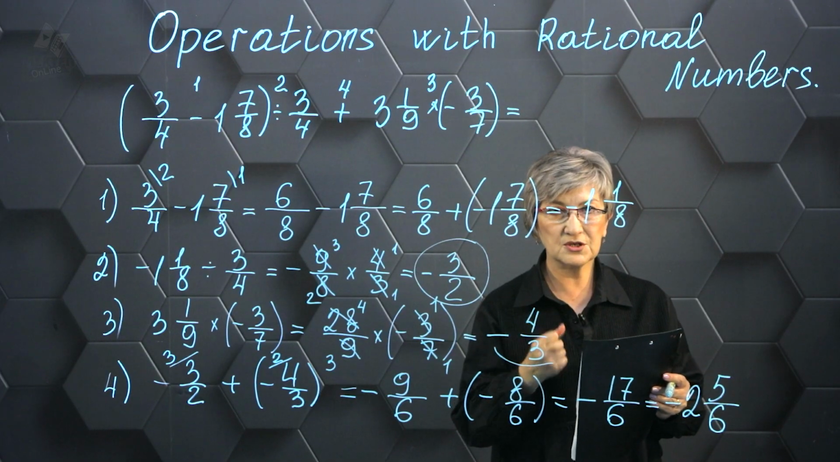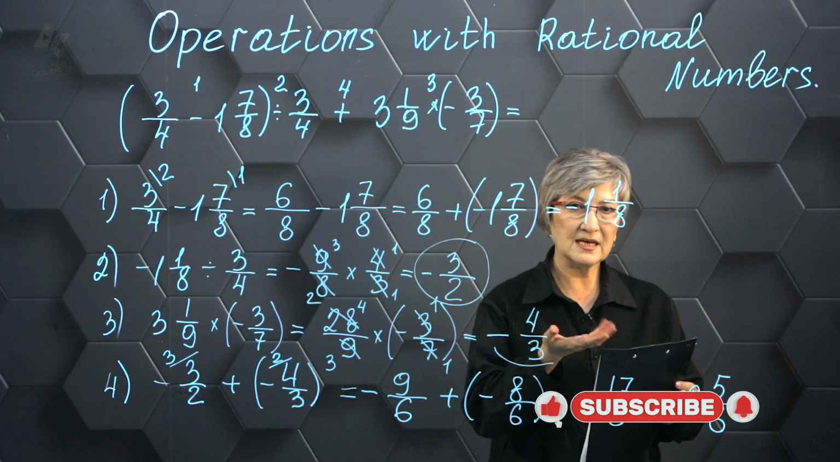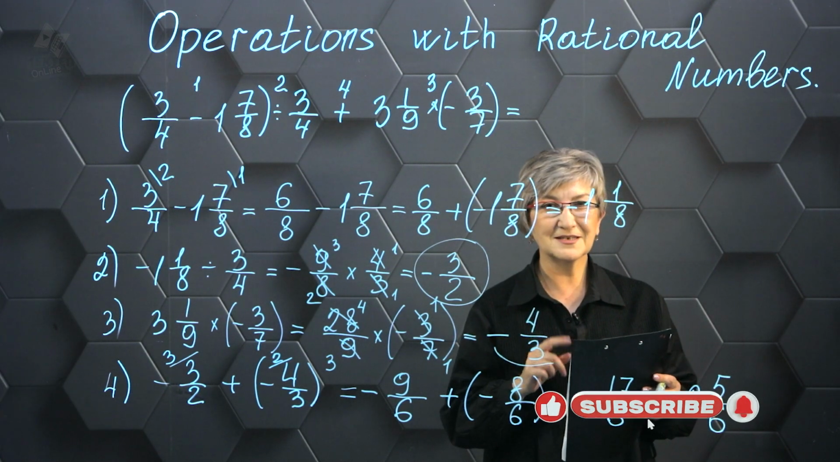When you solve examples that involve rational numbers, you're working with positive and negative numbers. Be careful with the sign.